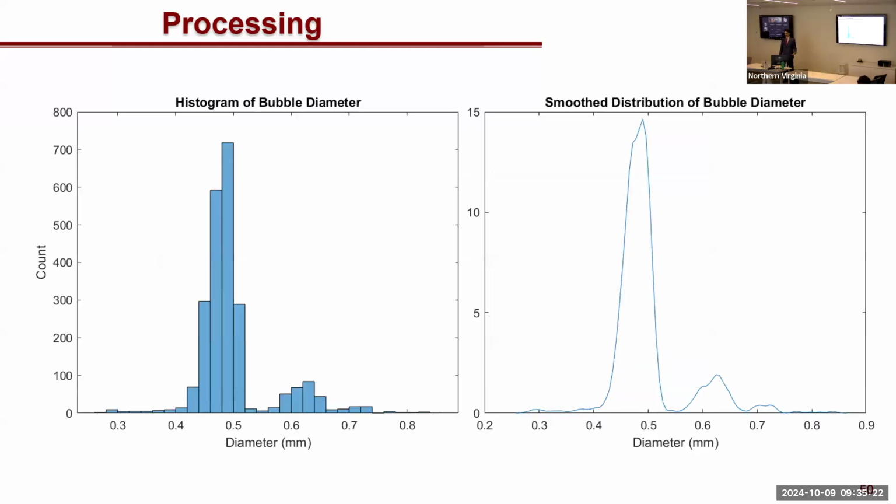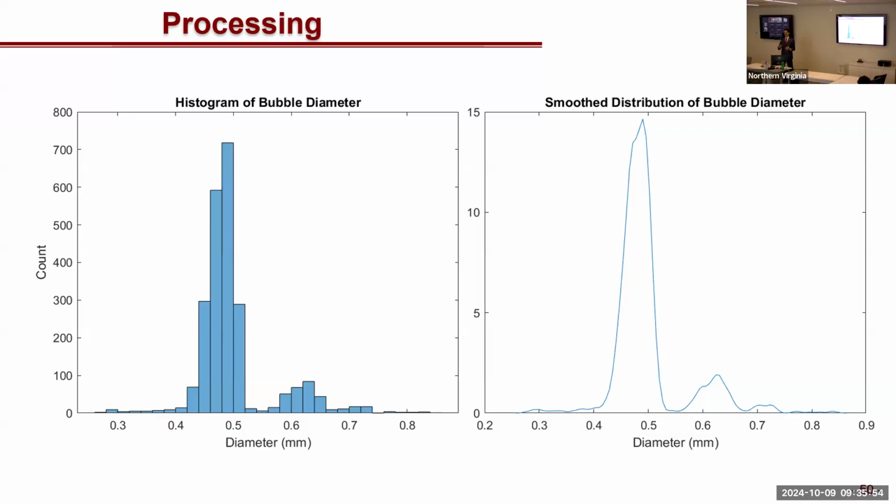And when we plot the distribution of the diameter of each of these bubbles, we get this distribution on the left here. You can see that there are multiple modes of this. Our hypothesis for the reason of the multiple modes was that bubbles would coalesce together, creating a bigger bubble. And in order to validate this, we first smoothed this distribution with a built-in MATLAB function to get the distribution on the right.